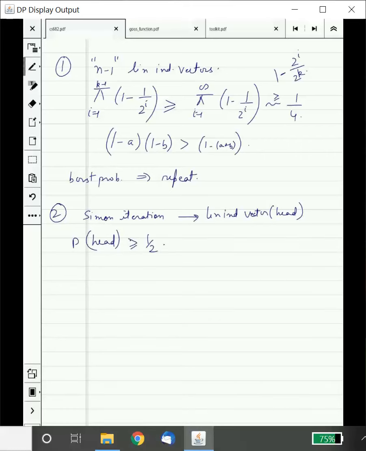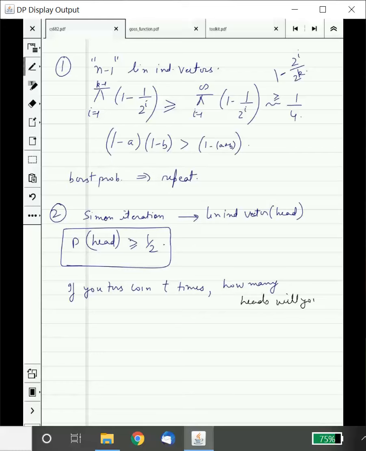In that case, the probability of head is more than half by what we discussed before. Whatever be the number of independent vectors obtained till now, if we haven't obtained k minus 1, then with probability at least half, the next vector is going to be linearly independent. So probability of head is more than half. Then the problem becomes, if you toss a coin, let's say t times, how many heads will you get? Notice that the expected number of heads would be t by 2.